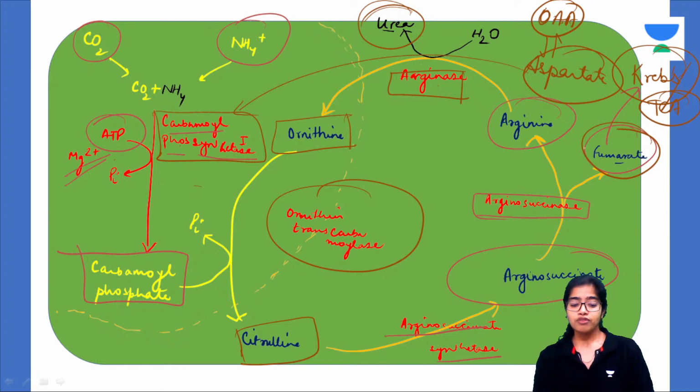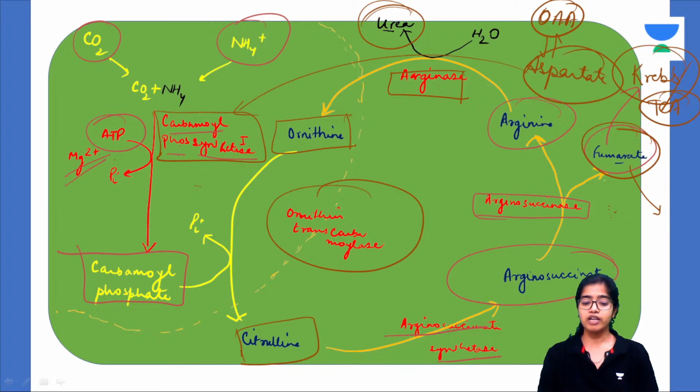Now, note one thing: fumarate here is present in the cytosol, but fumarate will enter the mitochondria to enter the Krebs cycle. Do you see how compartmentalization is occurring? When fumarate is present in the cytosol, it is a part of the urea cycle, whereas when fumarate is present in the mitochondria, it is a part of the Krebs cycle. Okay? Alright? Got it? Understood?